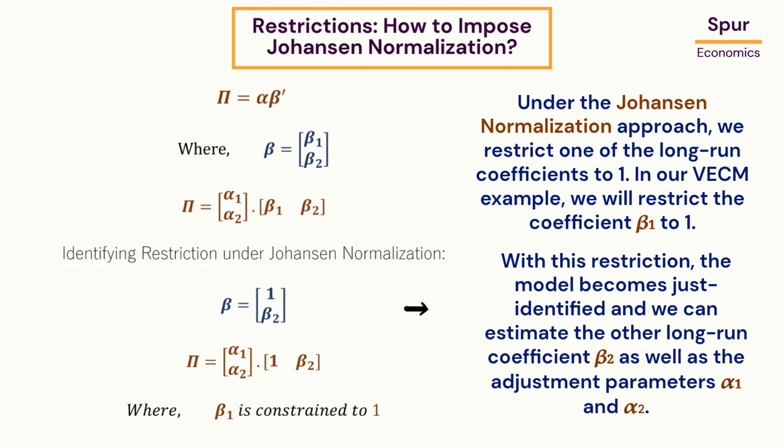Under the Johansen normalization approach, we restrict one of the long-run coefficients to 1. In our VECM example, we will restrict the coefficient beta 1 to 1. With this restriction, the model becomes just identified and we can estimate the other long-run coefficient beta 2 as well as the adjustment parameters alpha 1 and alpha 2.